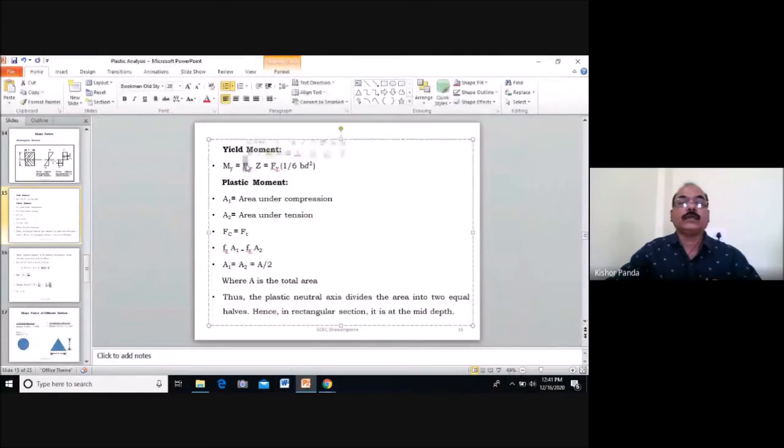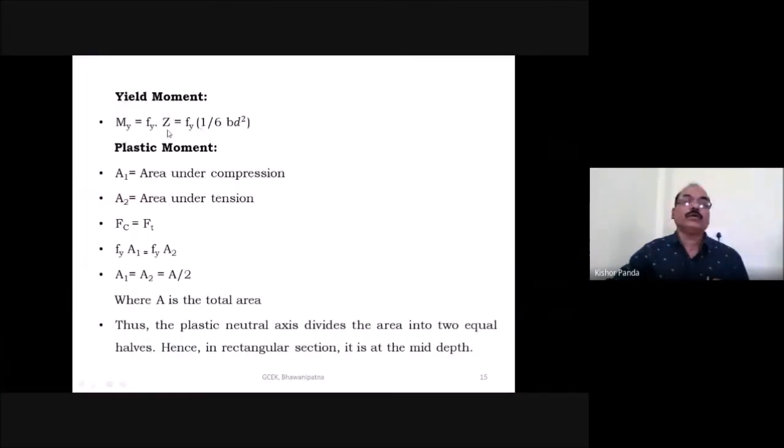This is your Fy. You know that in a rectangular section, what is the section modulus? The section modulus is equal to 1 by 6 BD square. Already you know how to find the section modulus. This is the moment of inertia divided by the most distant point from the neutral axis. Using that formula, you can find the section modulus for a rectangular section. This is 1 by 6 BD square.